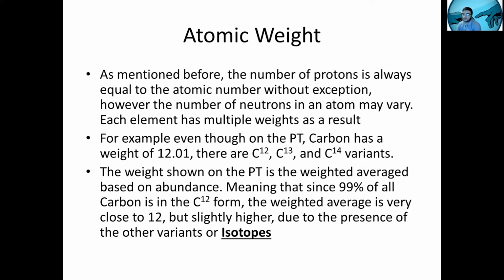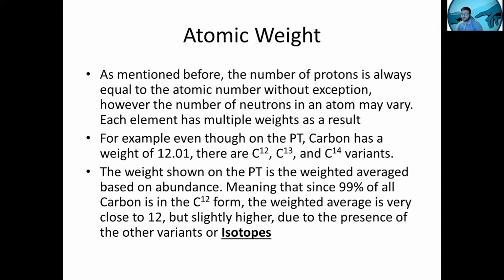Well, it's because there's actually a 12 weight variant of carbon, a 13 weight variant of carbon, and a 14 weight variant of carbon, which is the proper nomenclature for that. Okay, C12, C13, and C14. The weight shown on the periodic table is the weighted average based on abundance. So since 99% of all the carbon is in the C12 form, the weighted average is very close to 12. But because the 13 and 14 variants do exist, it's slightly higher than 12 because of the average, okay?